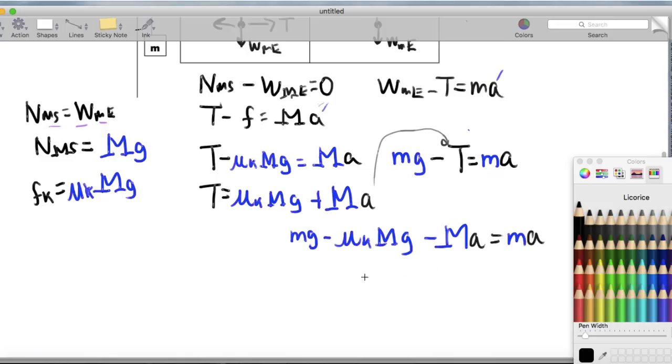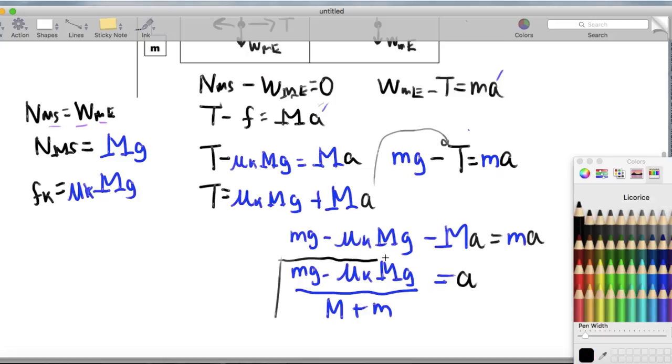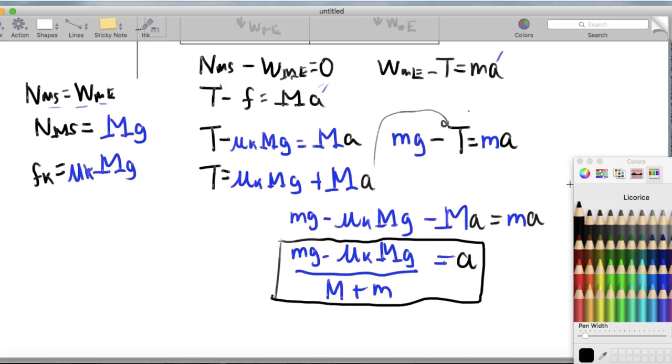And so let's get our knowns on one side. We're going to get mg minus mu k big M g, and when I isolate a, I'm going to divide both sides by big M plus little m. And that's going to be what my a is equal to. Do that algebra. Don't ask me how to do it, you need to do it. This is AP Physics. You have to put on your big people pants. All right, so that's it for the acceleration.